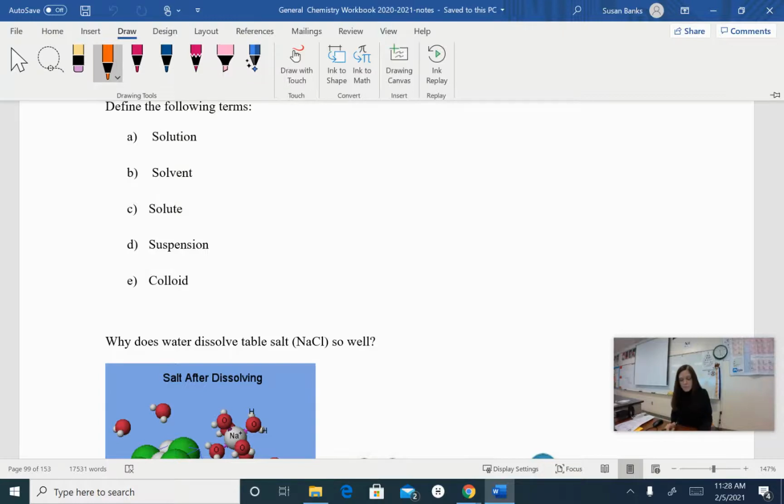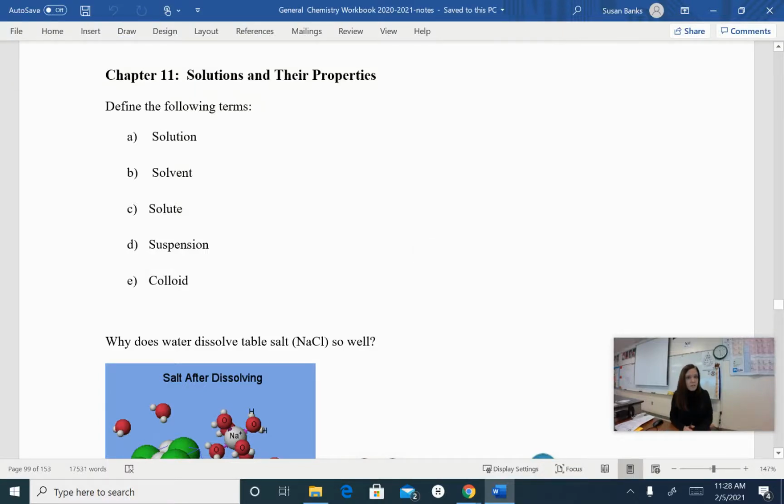All right, Gen Chem, we are going to start a new chapter today. So we are going to start learning about solutions and mixtures and their properties. So first, we're going to start off with some vocab words. And we had these vocab words at the beginning of the year when we learned how to classify materials into pure substances and mixtures. So now we're going to talk about mixtures.